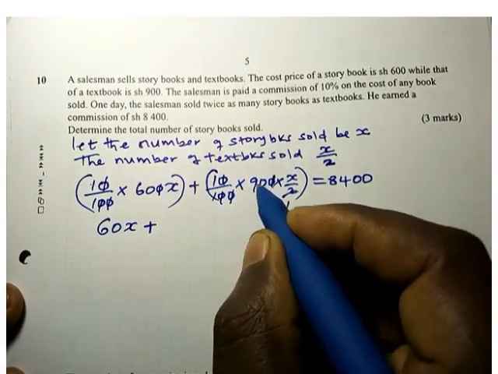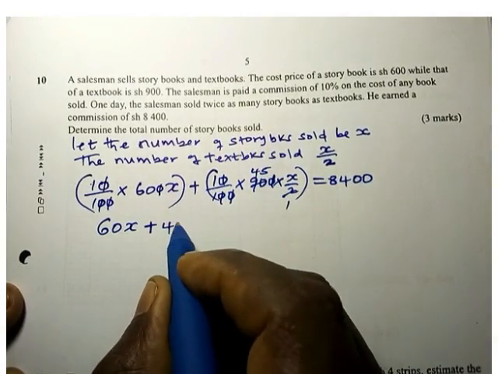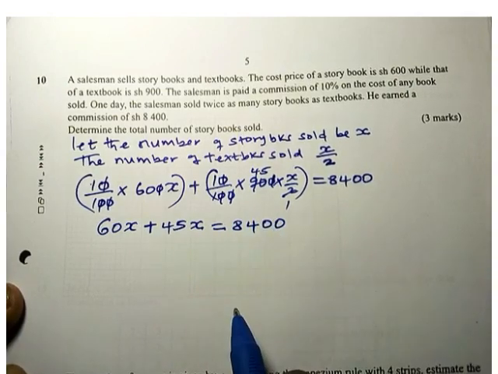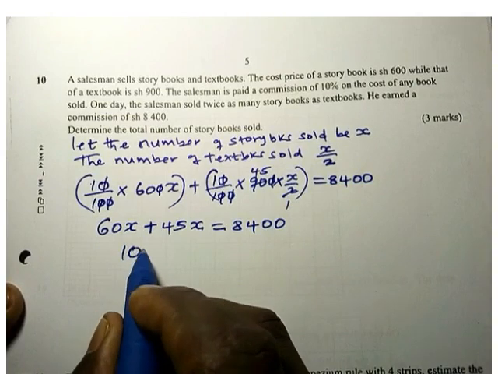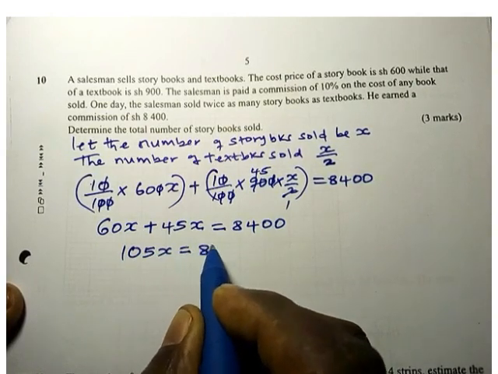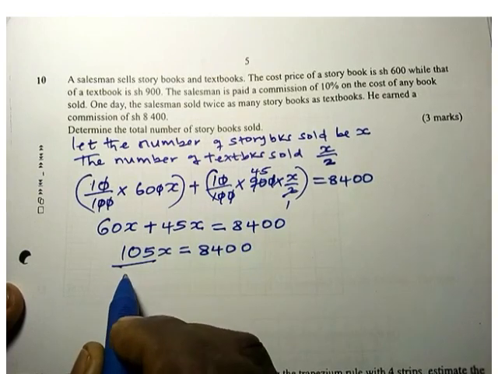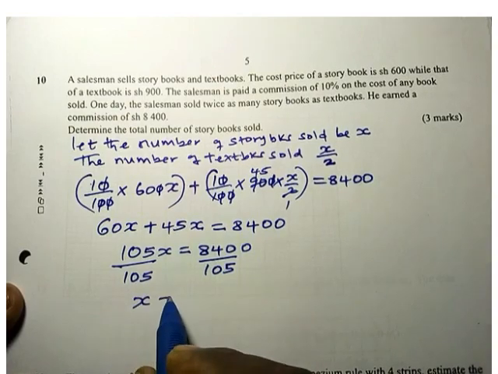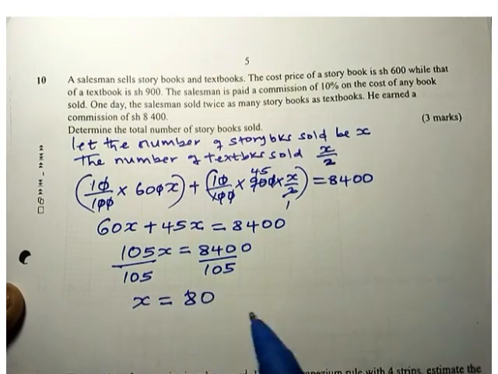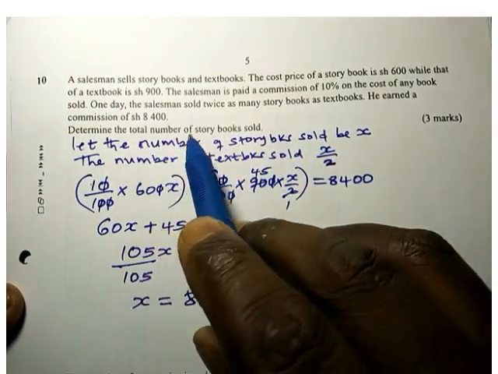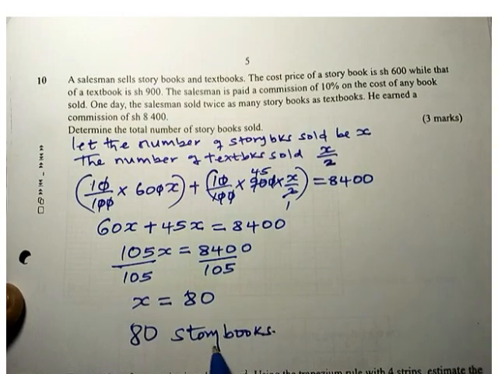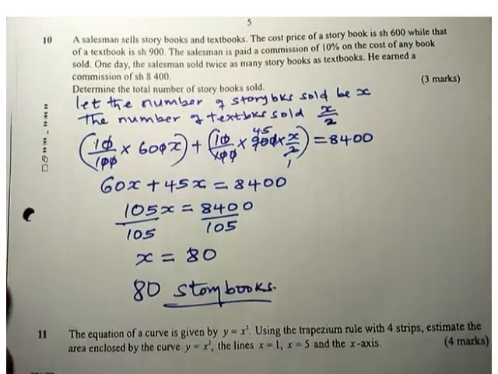So we will have one here, 45. 45X is equal to 8,400. So this plus this is going to give us 105. X is equal to 8,400. So we divide it by 105. We find that the value of X is equal to 80. But the X stands for storybooks, and the question asks you to find the number of storybooks sold. So they were 80 storybooks. 80 storybooks.